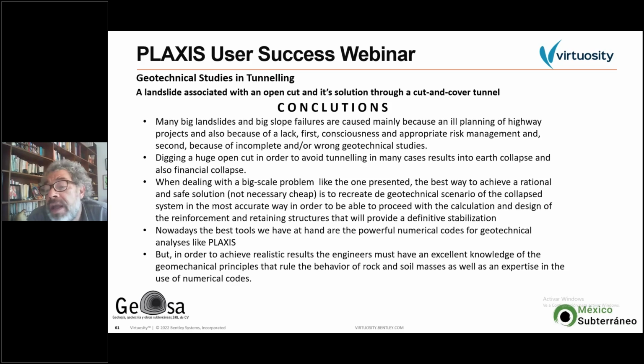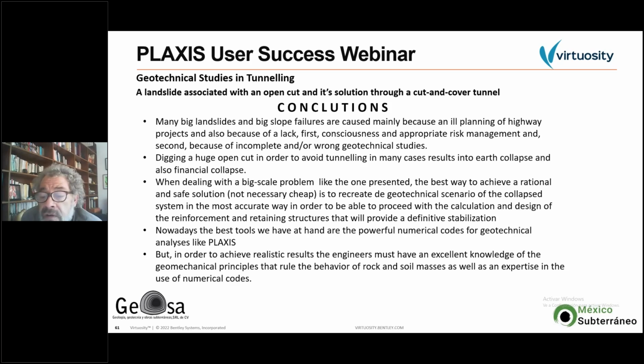We have been, for years and years, promoting, not only us but also with the ITA and many institutions, that we should not continue to dig these gigantic open cuts 80 meters tall, because they always end in a collapse, and then it is enormously expensive to stabilize, and there are many financial and economic collapses, terrible ones, during construction of roads in Mexico. So we always say, do not cut the mountains so badly. Make more tunnels, build more tunnels.